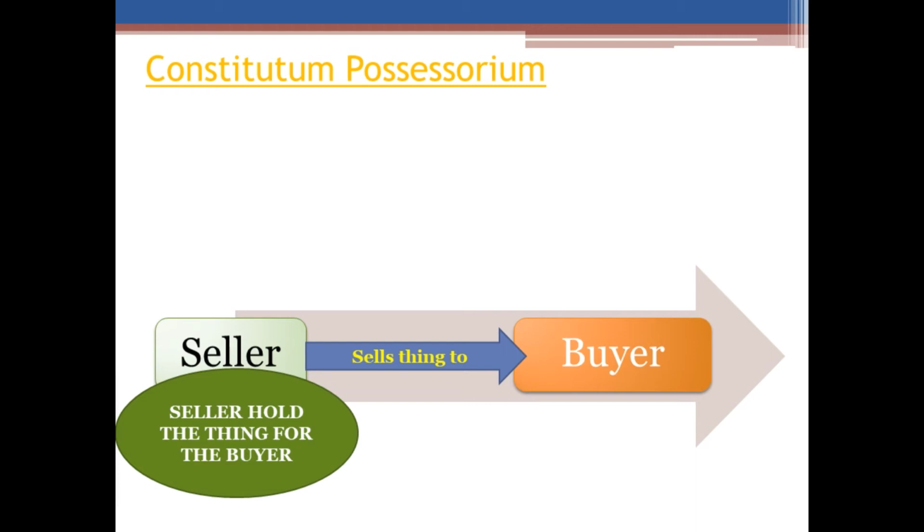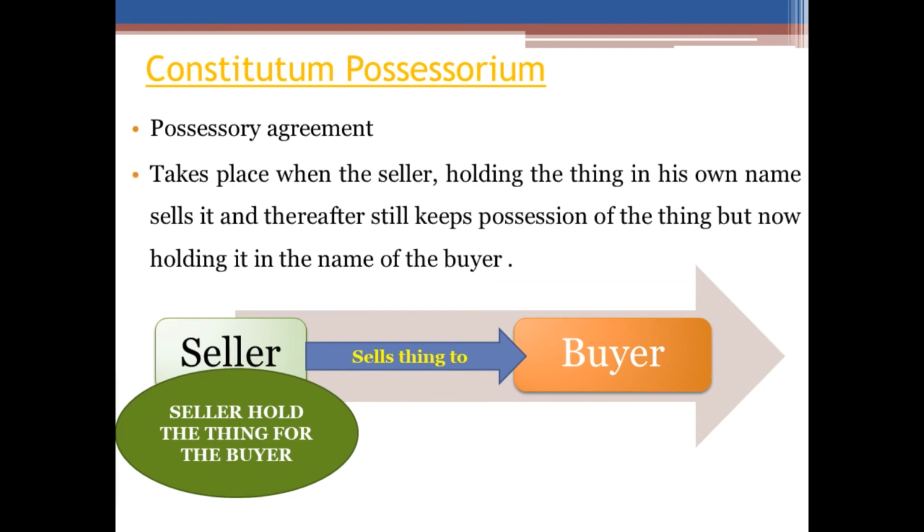Next, we have Constitutum Possessorium. It is a possessory agreement. When the seller, holding the thing in his own name, sells it and thereafter still keeps possession of that same thing that he has just sold, but now holding it in the name of the buyer. That is a possessory agreement. So the seller has the thing. He holds the thing for the buyer after selling that thing to the buyer.